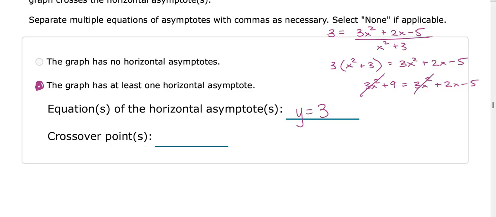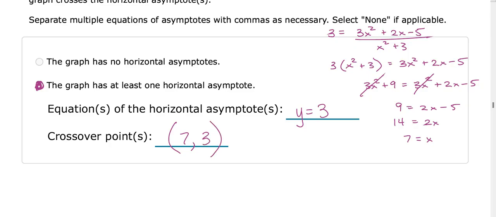So now I have 9 equals 2x minus 5. Add 5 to both sides, so 14 equals 2x. Divide both sides by 2, I get 7 equals x. So the point where that graph crosses the horizontal asymptote is going to be x equals 7, y equals 3.